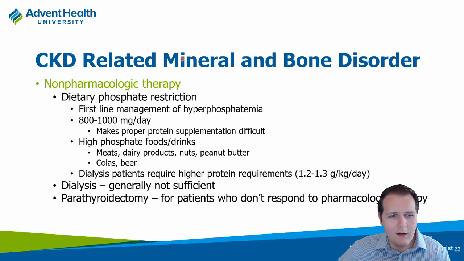So things like dairy products and meats and peanut butter, even colas and beers and things like that, tend to have a lot of phosphate in it.